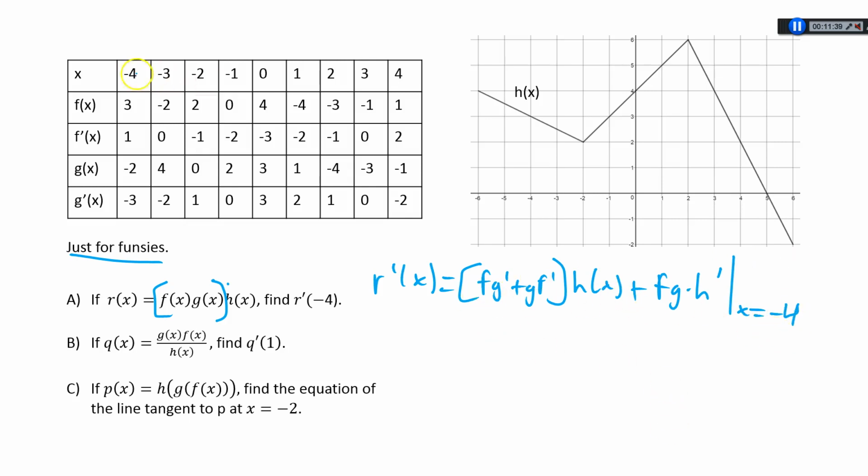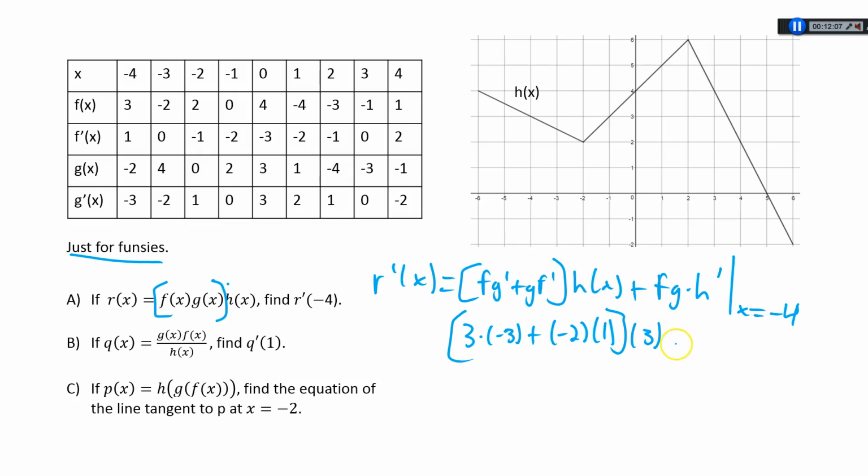So f of -4 is 3, times g prime of -4 is -3, plus g of -4, g of -4 is -2, times f prime of -4, which is 1, multiplied by h of -4. h of -4 is 3.